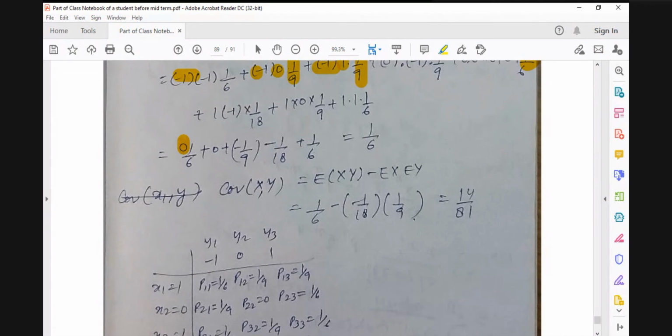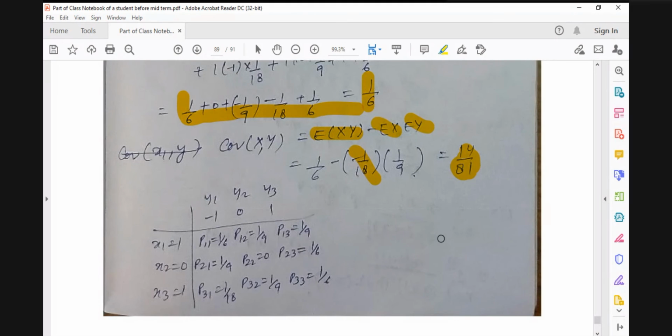So after simplification, you will get this as the expectation of x and y, and then you substitute in the formula. This is expectation of x, expectation of y. This is the value of expectation of x, minus 1 by 18. Expectation of y is 1 upon 9. And after simplification, this is the covariance of x and y. So this is the way you calculate covariance of x and y.